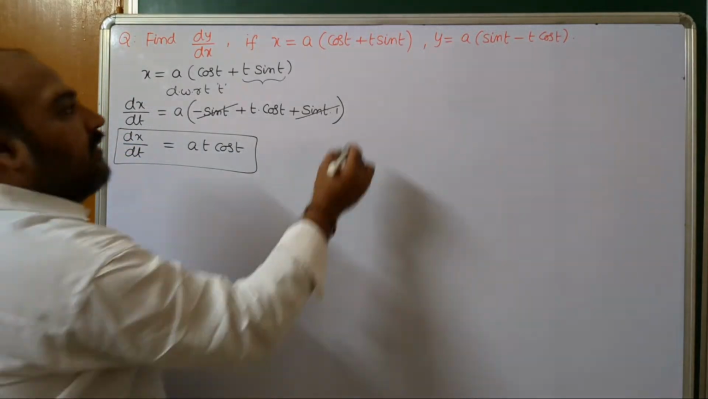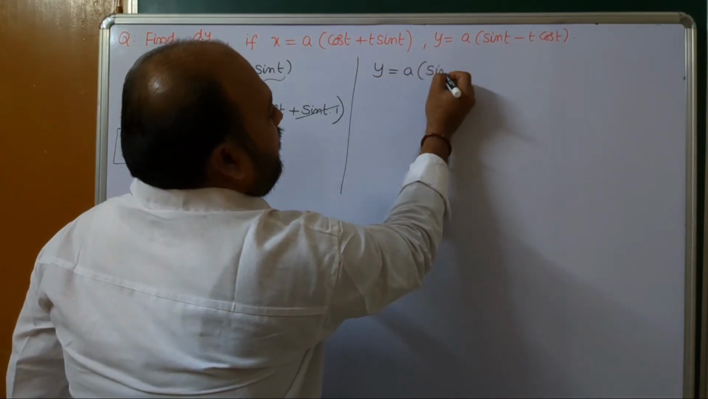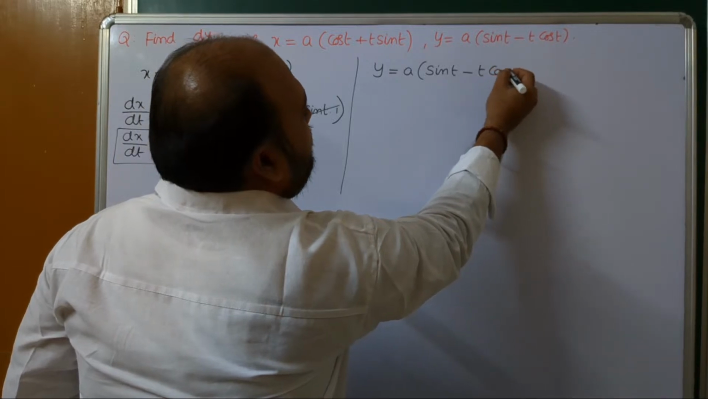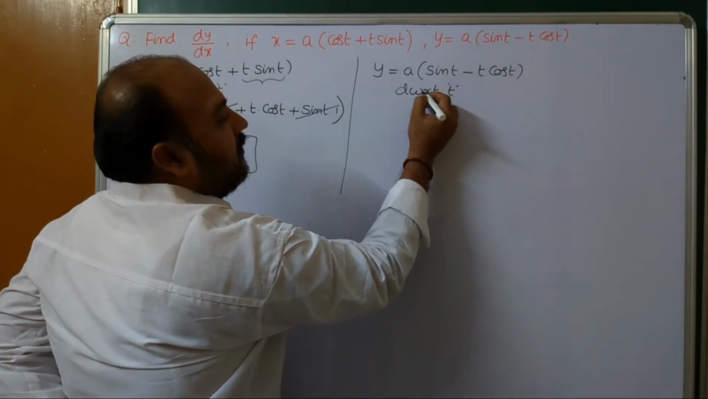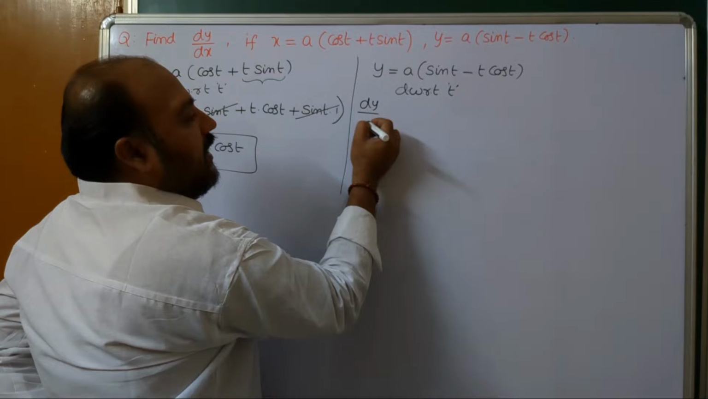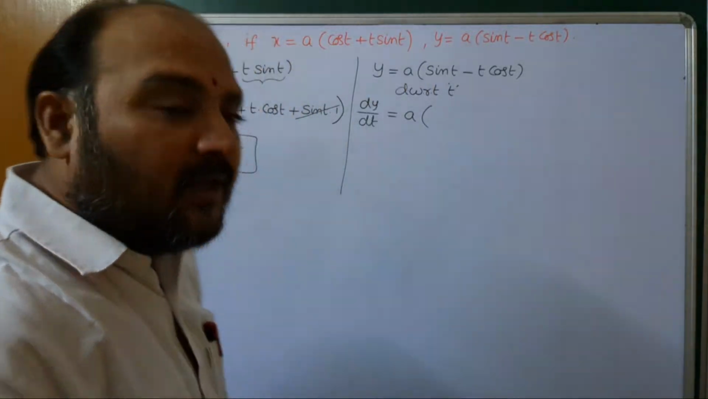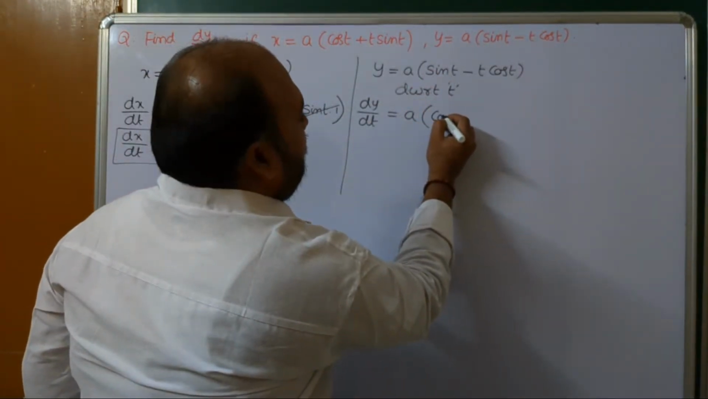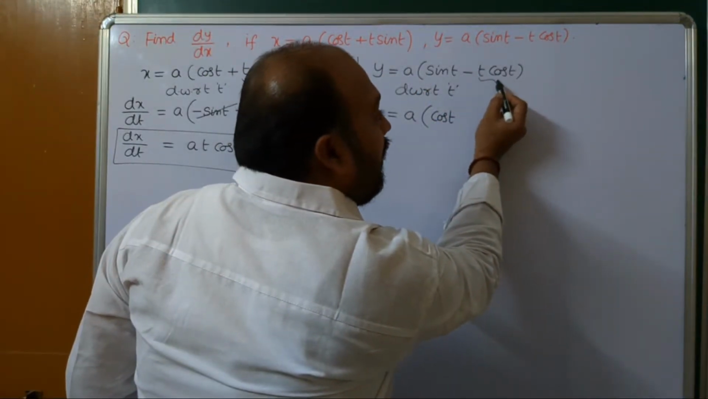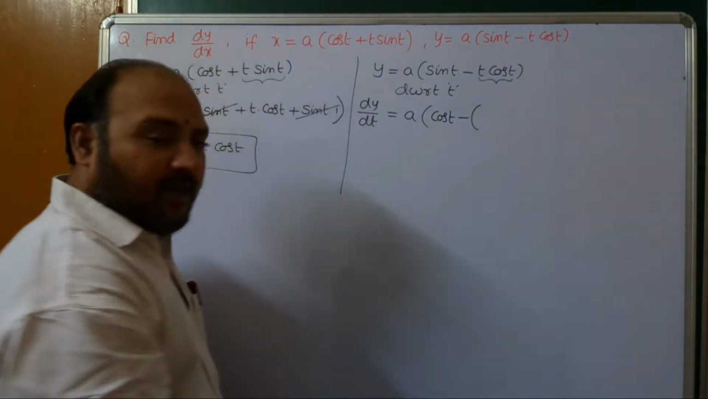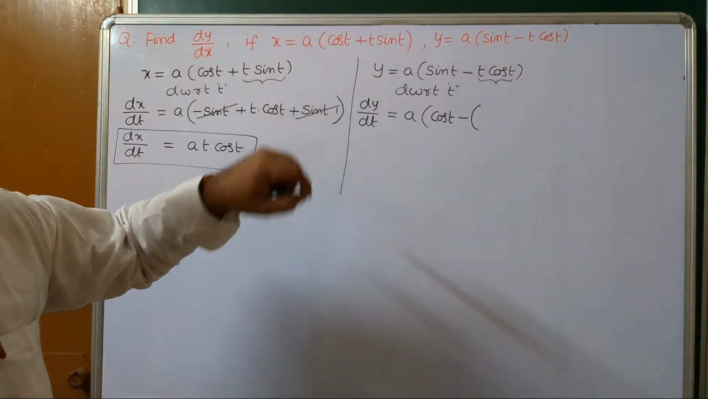The similar way, y is equal to a into sin t minus t cos t. So differentiate with respect to t. Y derivative is dy by dt, a into, what is d by dt of sin t? Cos t. Whenever minus and product of two terms is there, minus again keep bracket. This is u, this is v. Whatever the procedure we followed here, that only you can do it.